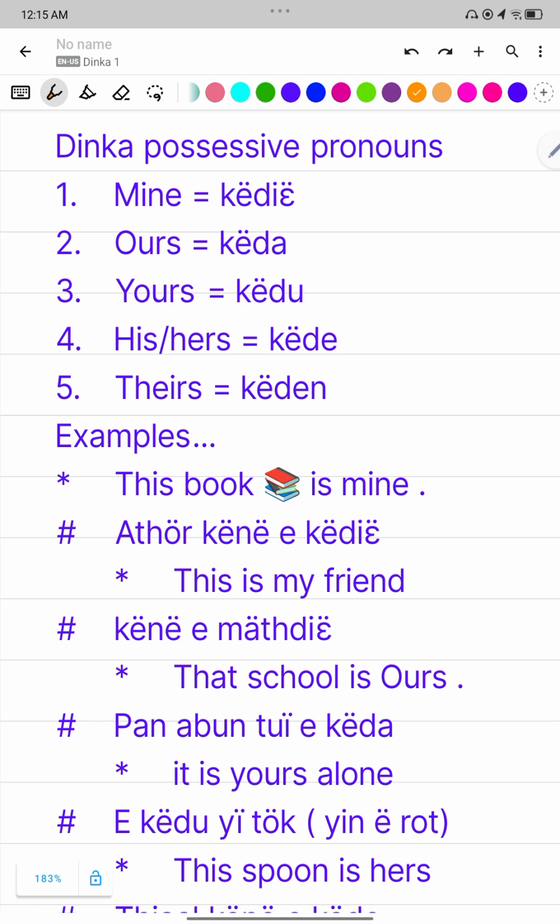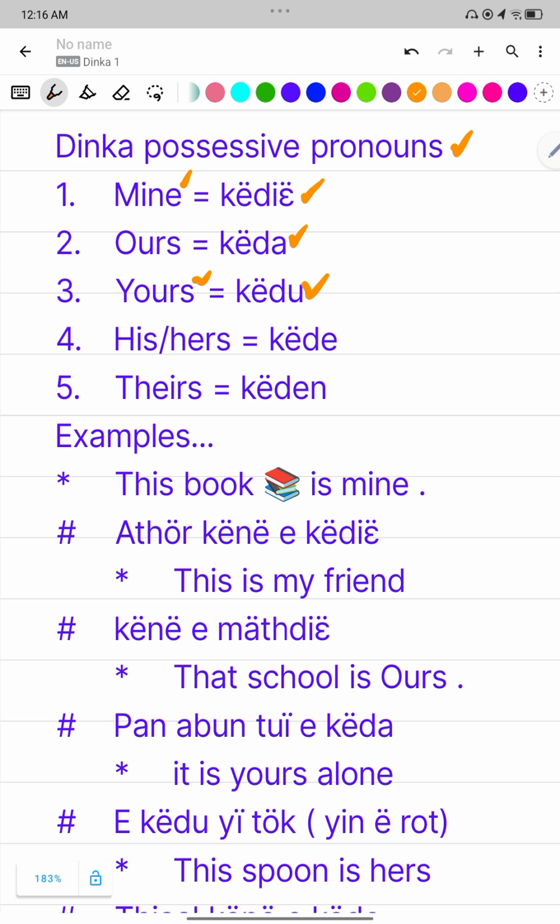Today, let us learn Dinka possessive pronouns. Dinka possessive pronouns. 1. Mine. In Dinka is Kidia. Ours. In Dinka is Kida. Yours. In Dinka is Kidu.